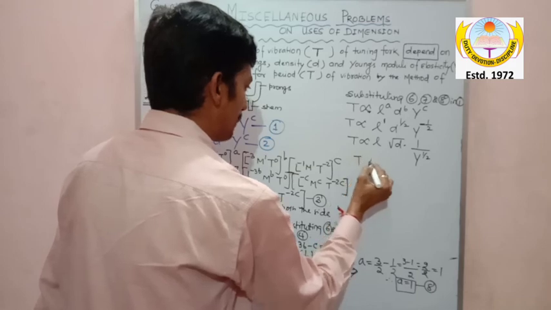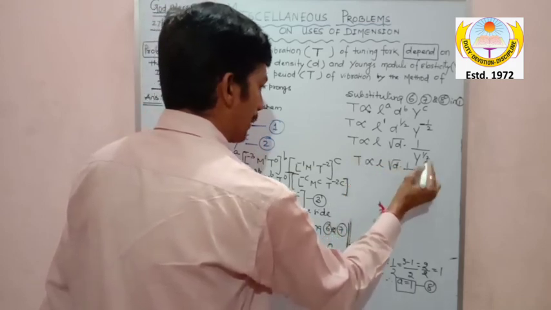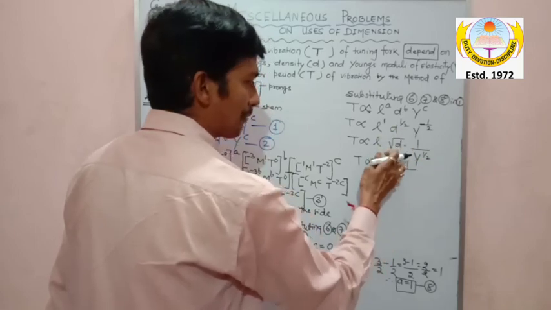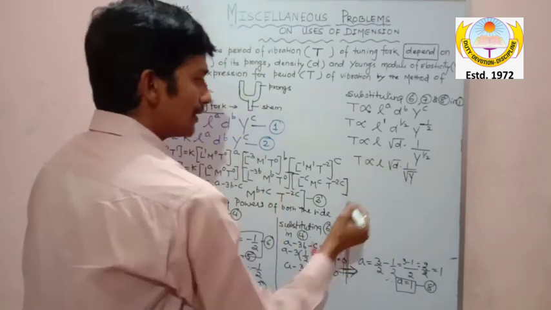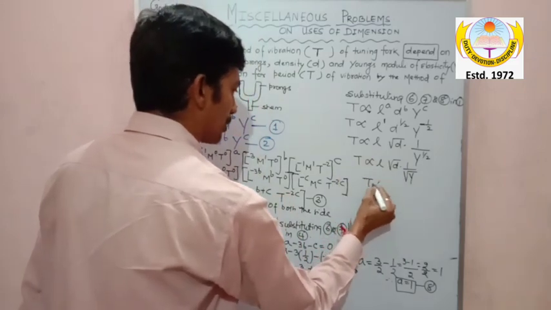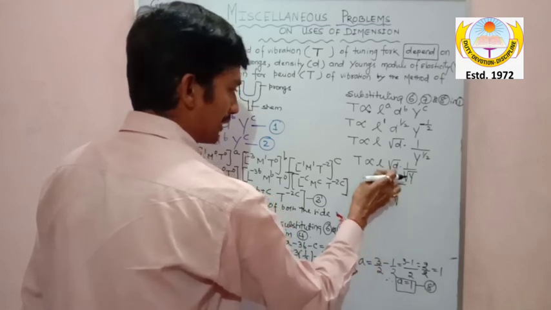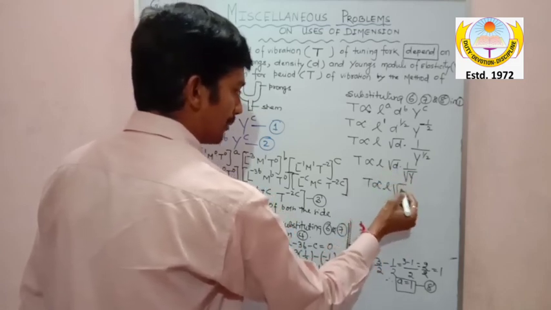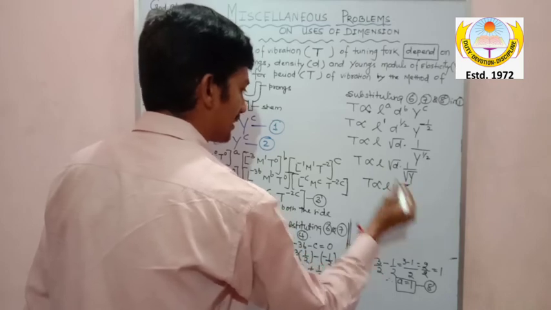Now this will be T proportional to L, into under root D, into 1 upon Y power half. Just as D power half became root D, Y power half becomes root Y. So now, my dear, this will be T proportional to L under root, as I have taken common root because D is also in root and Y is also in root. In the numerator it is D and in the denominator it is Y.